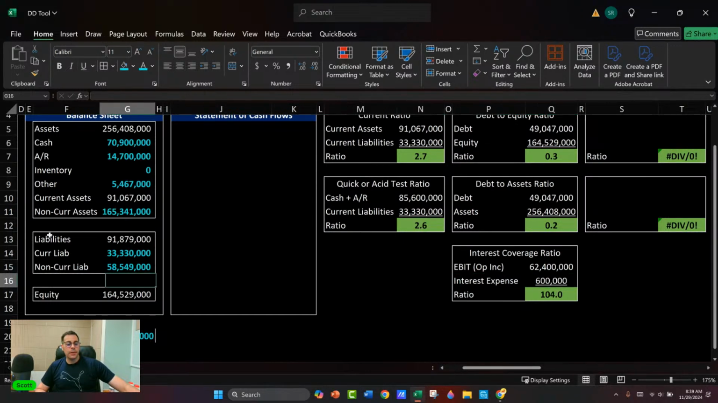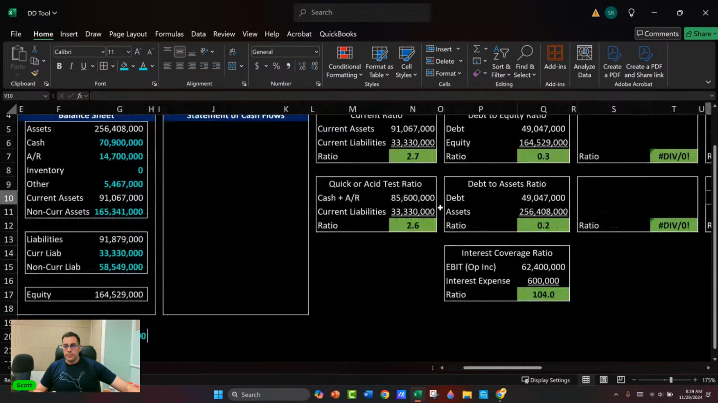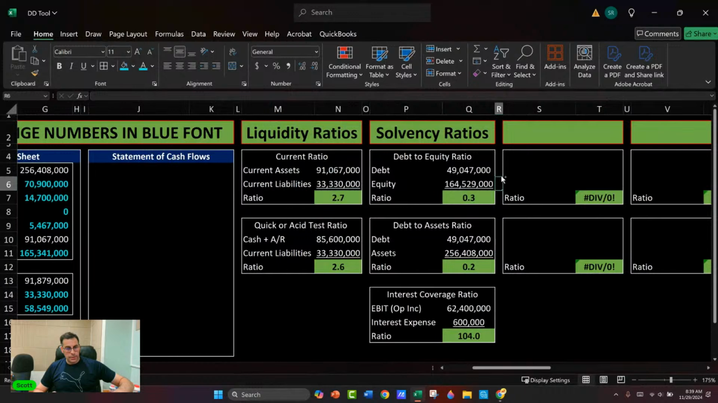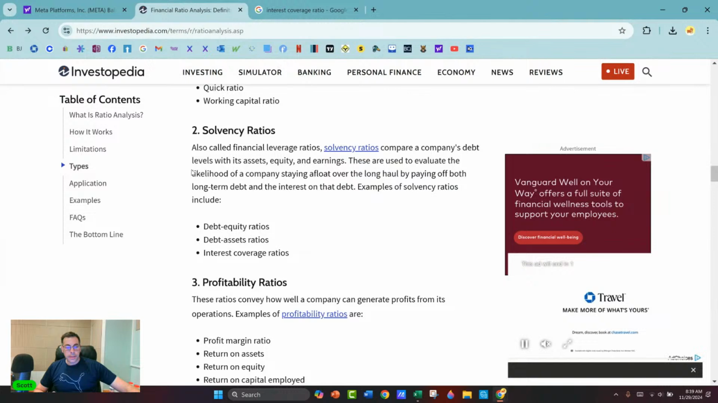So as long as you fill in the blue, it'll calculate these ratios. And I'll share this Excel spreadsheet, of course, like I shared all my other Excel spreadsheets, for free.